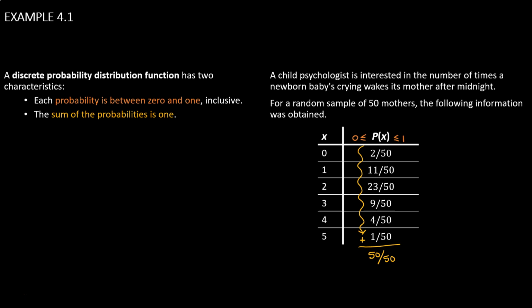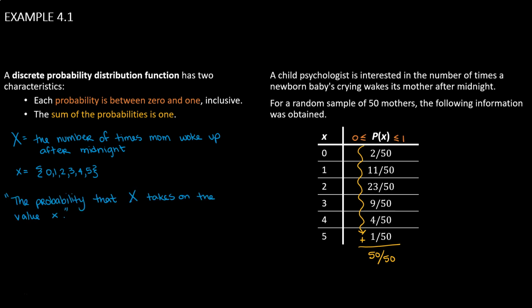Let's start talking about the discrete random variable. In this case, we're going to use a capital X to represent our discrete random variable, which is the number of times mom woke up after midnight due to the baby's crying. Our discrete random variable takes on values like 0, 1, 2, 3, 4, or 5. And those numbers represent the number of times mom woke up after midnight.